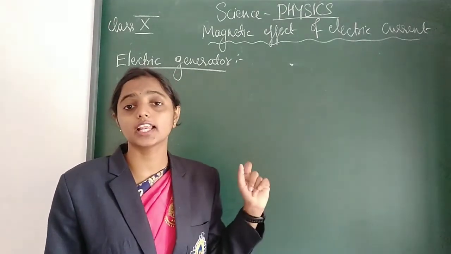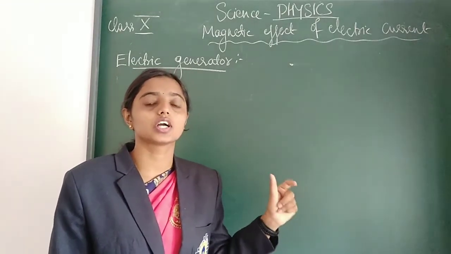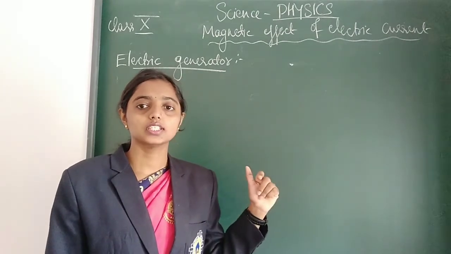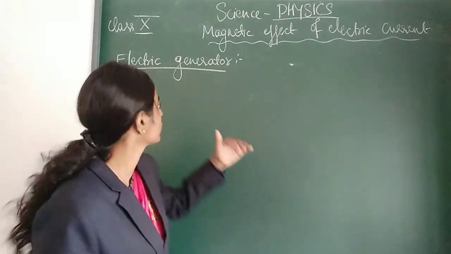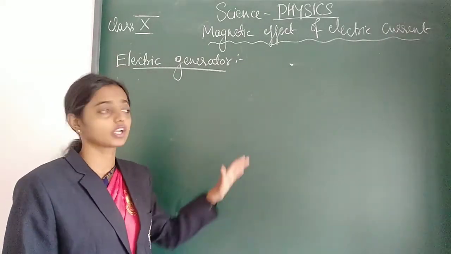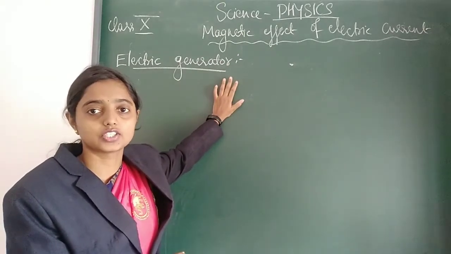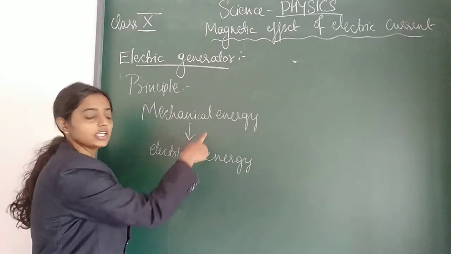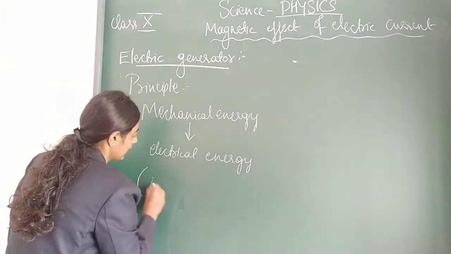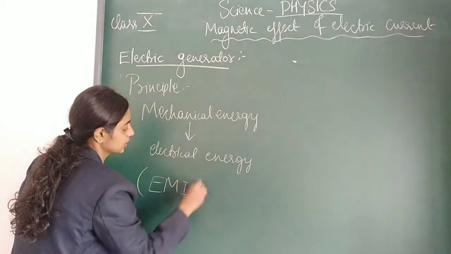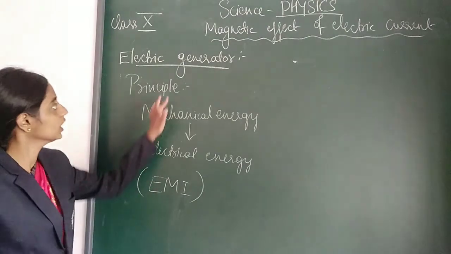Now, what did we learn in electric motor? It is a rotating device which converts electrical energy into mechanical energy. So this is the difference between the principle of generator and motor. Here the mechanical energy is converted into electrical energy, and it works based on the electromagnetic induction principle. So all these three terms should be there in your principle.